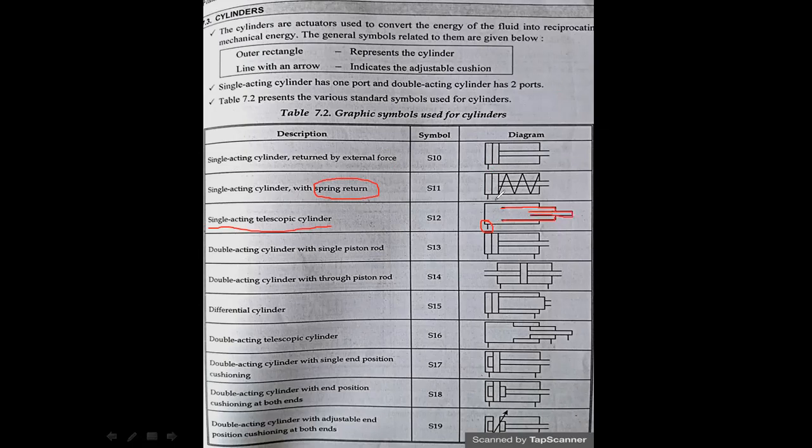Okay, then you can see a double acting cylinder with a single piston. So now we're going to see the double acting cylinder. You can see there are two T-shaped lines, 1 and 2, which indicates purely that it is a double acting cylinder with a single piston rod. In the sense, you can see they are having a single piston rod. They are not going for a double piston rod, they are going for a single piston rod. Okay, next, double acting cylinder with a through piston rod.